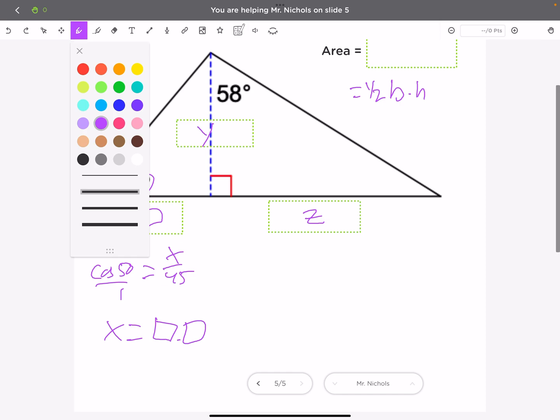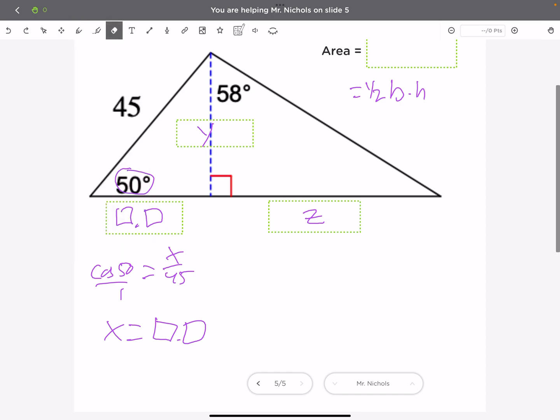We'll do Y in green. So here, let me erase that. Y can be green. Y is the opposite side, right? It's the opposite side of 50 degrees. And 45 is still the hypotenuse, so we're doing sine. So we do sine of 50 is equal to Y over 45. Once again, rearrange, solve for Y, and you should get some value, rounded to the nearest tenth. And you should plug it in here.